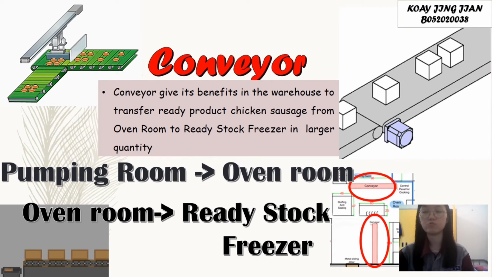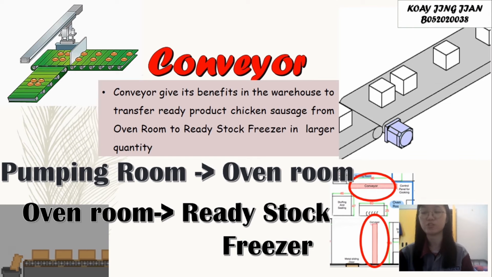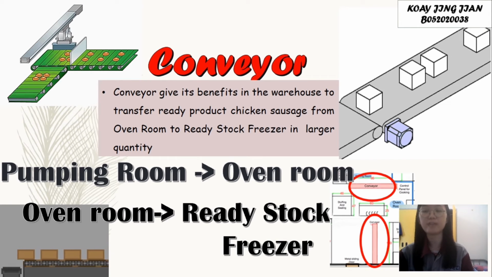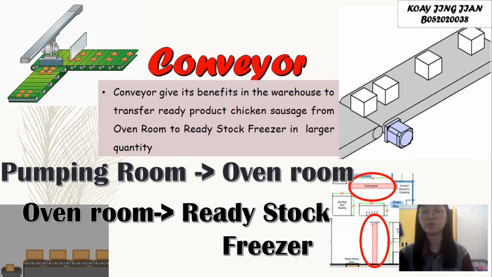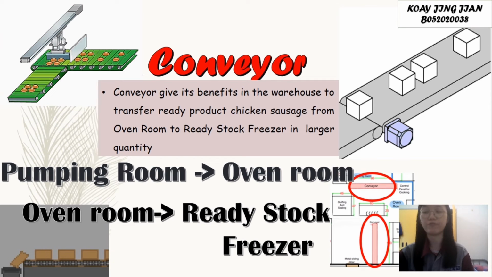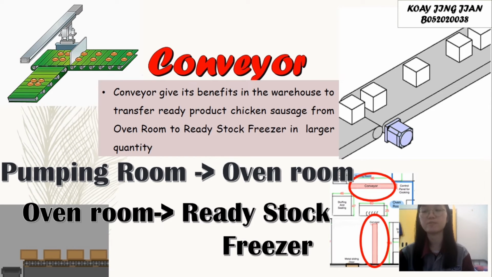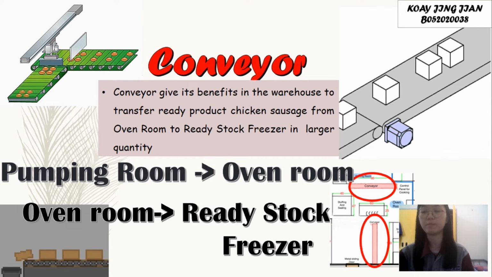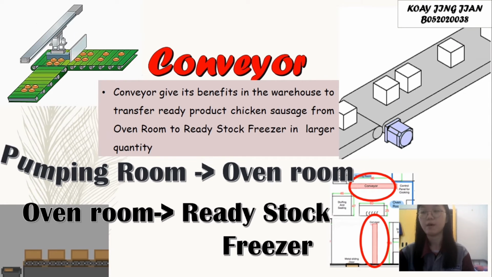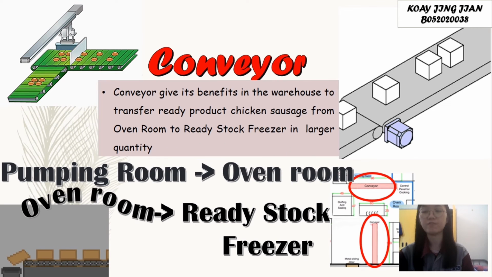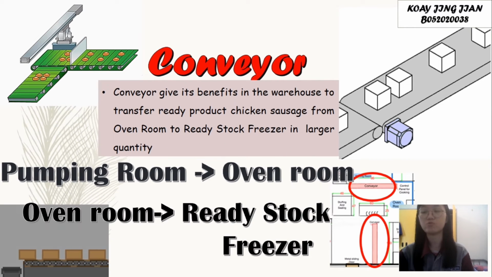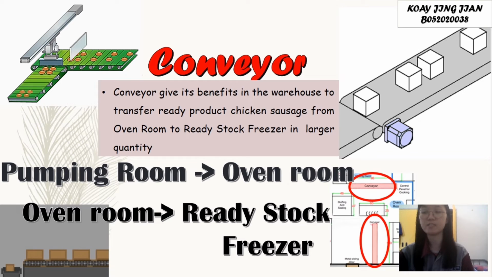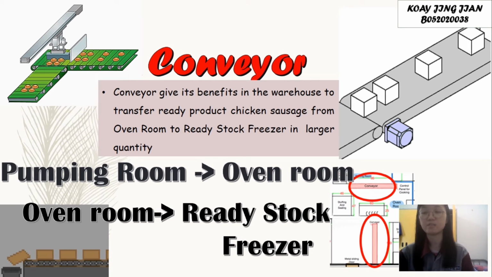Furthermore, we added two conveyors in the production line, which connect the pumping room and the oven room, and the oven room to the ready stock freezers. Conveyors help save time by allowing materials to be moved between multiple levels quickly. Materials can move in different directions, which is useful when moving them between opposite ends of a processing plant.